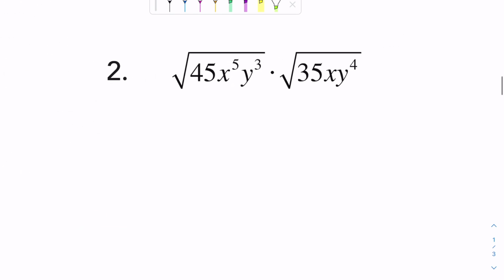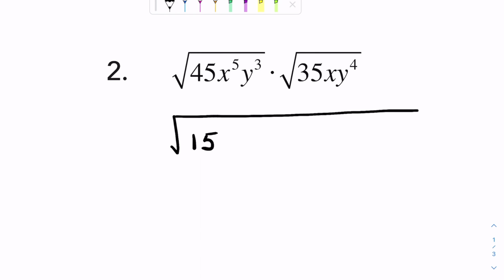For number 2, I'm going to do the same thing. I am going to multiply everything together. 45 times 35 is 1575. So for this number, you guys are going to have to increase the list of your perfect squares. This is quite a large factor, so it's going to have a large square factor multiple that you're going to use to simplify.